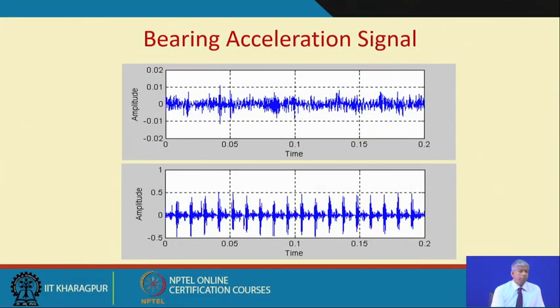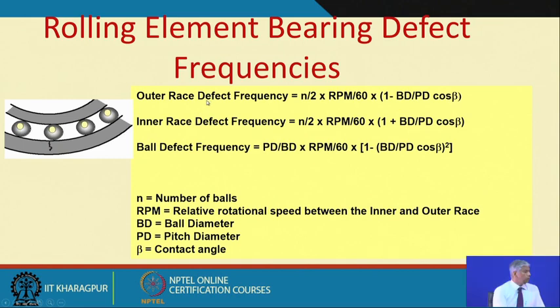So, this kind of repeated impacts do occur in bearings, and as you can see, statistically speaking, they are a peaky signal. So, parameters like kurtosis, etcetera, of these time domain signals can also be used to detect the bearing faults other than going into the frequency domain. So, these are the rolling element defect frequencies. The outer race defect frequency is given by this expression, and the inner race by this expression, the ball defect frequency by this expression.